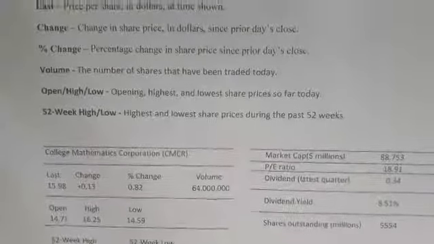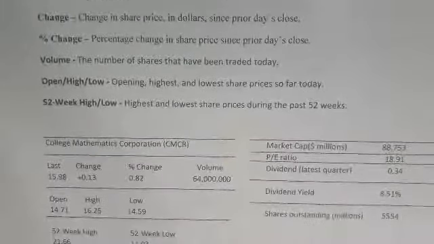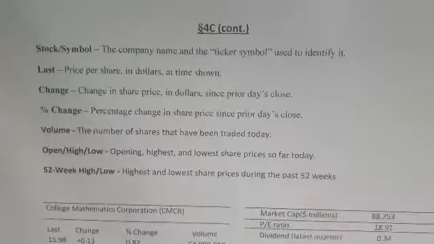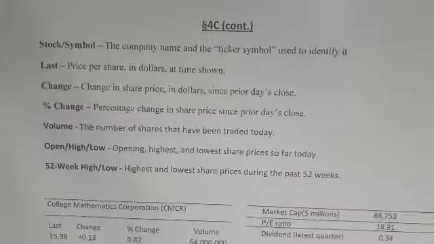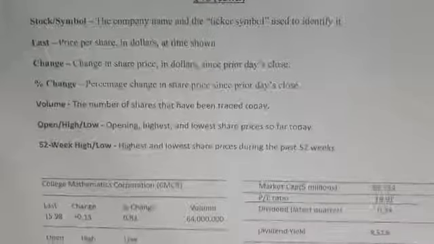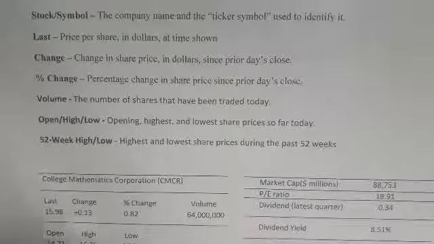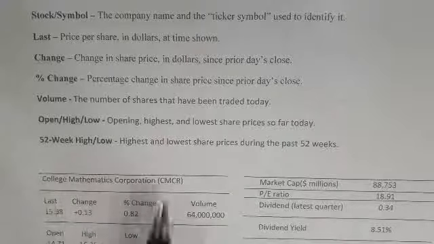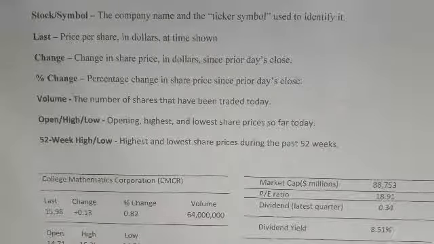So here is a stock ticker. This is what a stock ticker might look like. I think I have this pretty much in left to right order. We see the stock symbol, the company name, and the ticker symbol that they refer to it as, used to identify it. What I'm talking about is this thing that says College Mathematics Corporation, CMCR. That's the stock ticker. The last is the price per share when you grab this ticker.